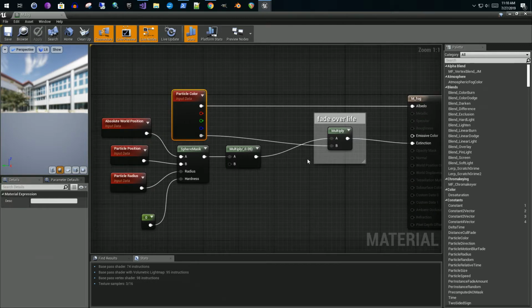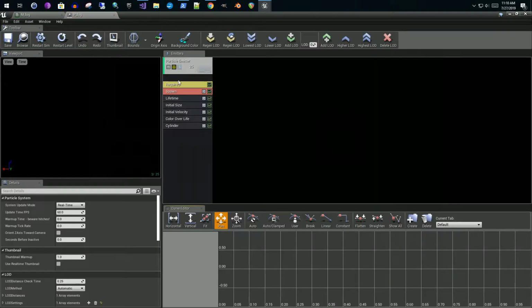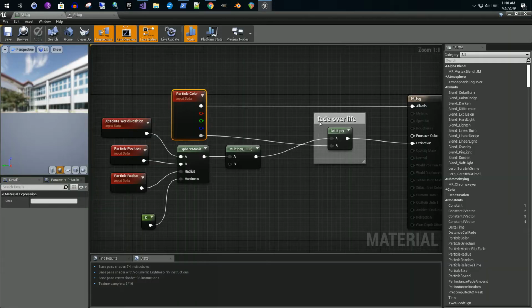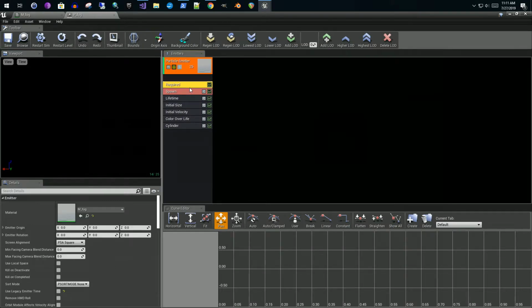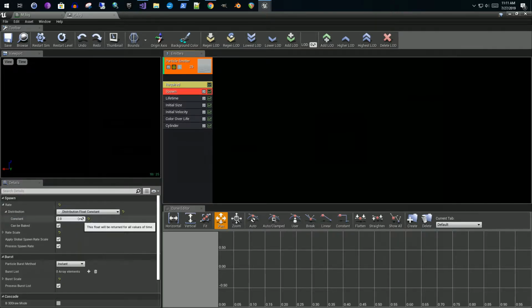So that's pretty much it. It's a really quick tip. I'll show you the particle now. Okay, so the particle, one thing he shows you is back on the material real quick. This should be a volume domain and additive. And then over here, I followed all of his instruction. Here's my material.